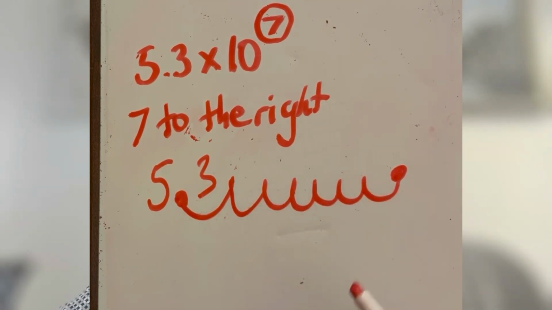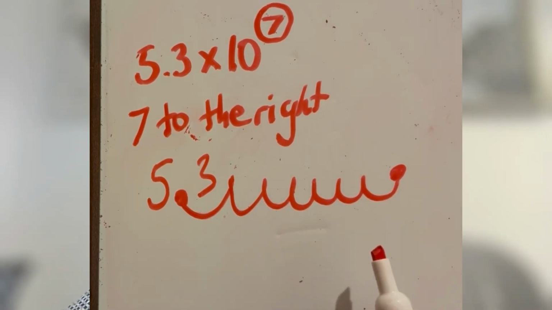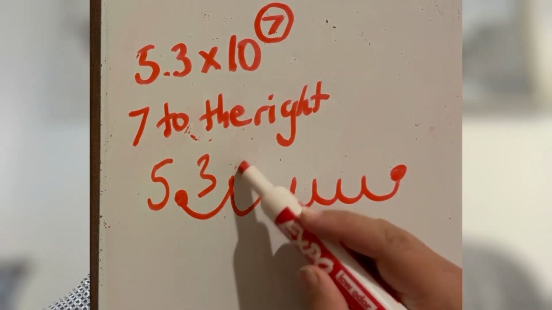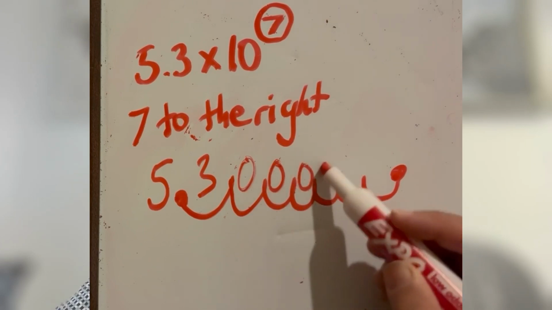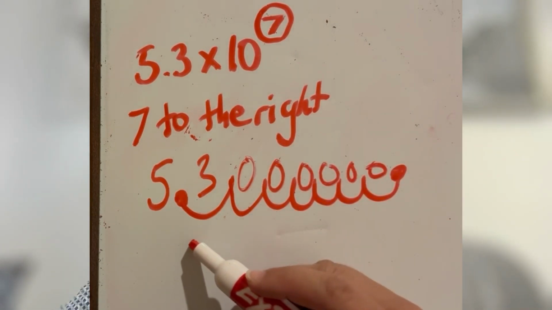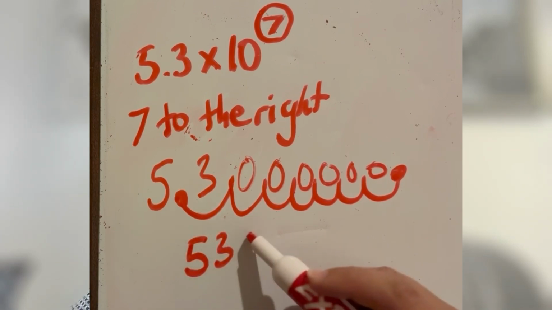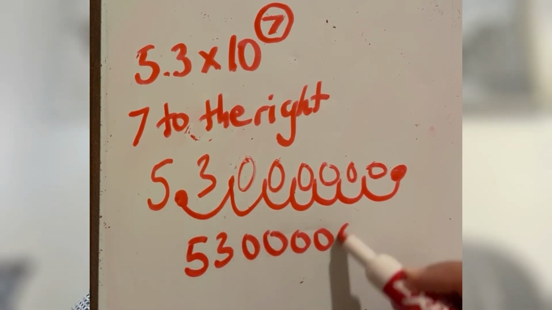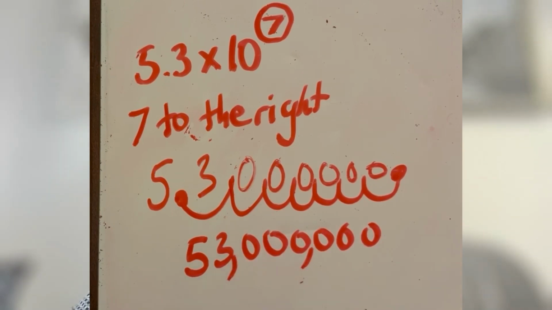So now we see all these empty spaces where we're jumping. Well, they look like perfect places where we can put zeros in. So we're going to fill them all with zeros. If we fill those all in with zeros, we'll see that our standard notation number will be 53 million.